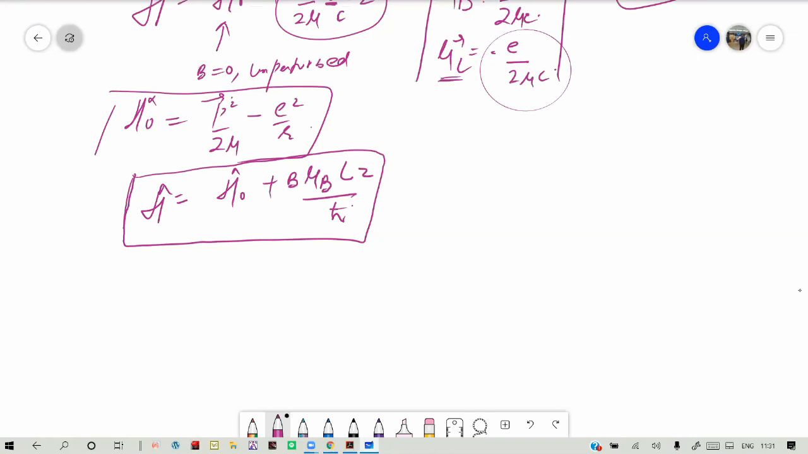So this is the Hamiltonian for our current problem, that is for the atom in an external magnetic field when we take spin angular momentum equal to 0, S is equal to 0. Is it okay up to here?